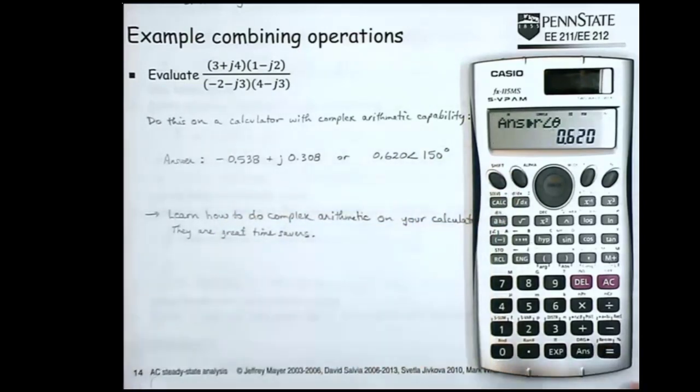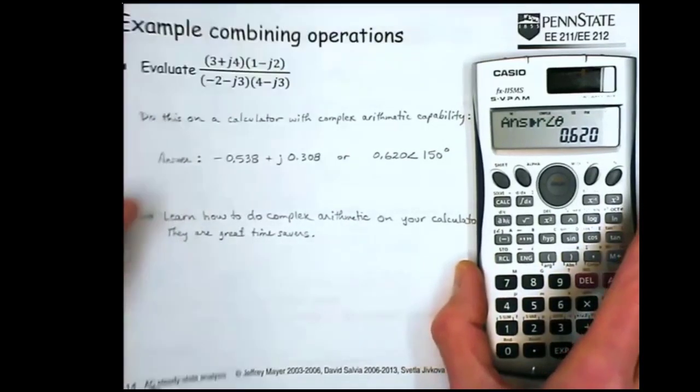So as you can see, if you did that problem the long way by hand, there would be a lot of tedious calculations. You'd probably have to convert each of the expressions that are in rectangular form to polar form, multiply the numerators together, get an answer, multiply the denominators together, get an answer, divide those two answers.